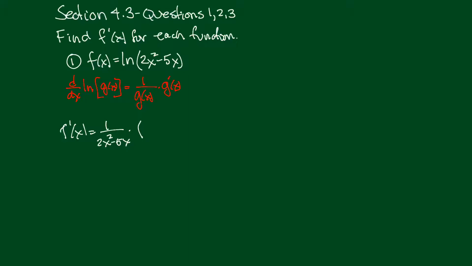We're going to need parentheses for this to capture all of it. So how about 4x minus 5? And then I'll just put it all together as one fraction. How about 4x minus 5 over 2x squared minus 5x? There's the derivative.